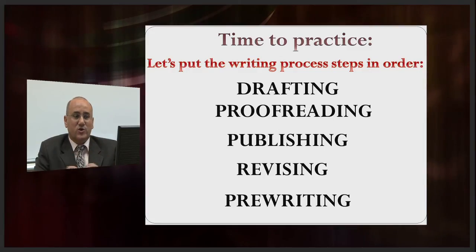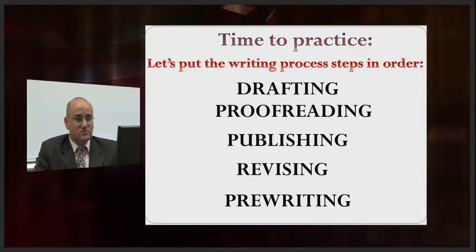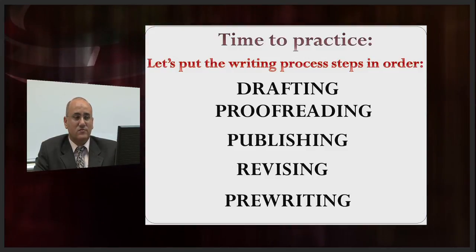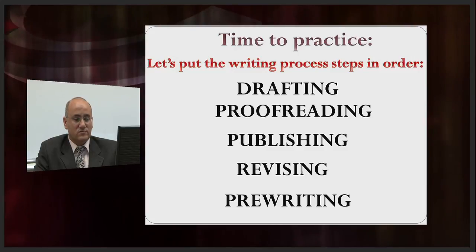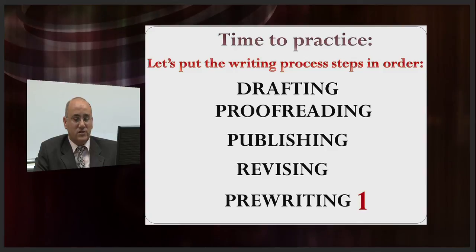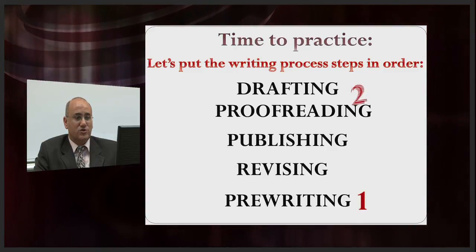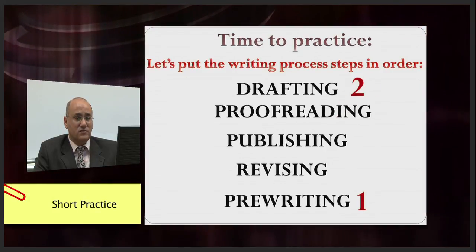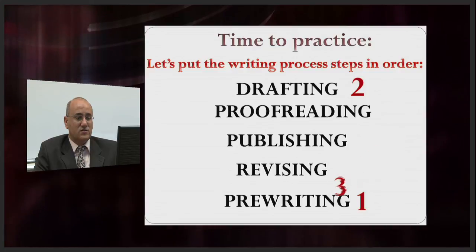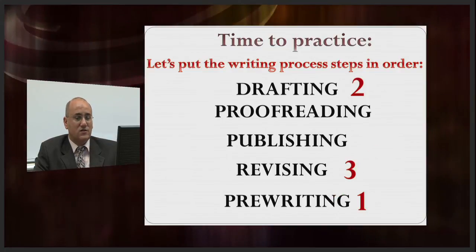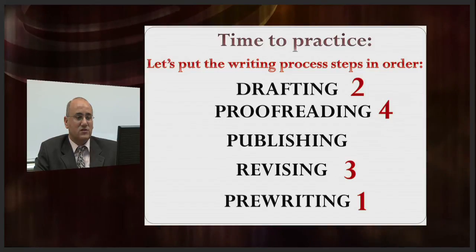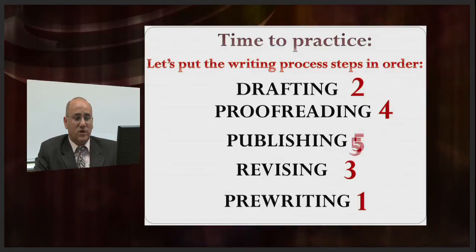It's time for practice now. Let's put the writing process steps in order. Here are the writing process steps. Think of them. How can we reorder them? Sure, step number 1 should be pre-writing. Step number 2 should be drafting. Number 3 is revising. Stage number 4 is proofreading. And the final stage is publishing.